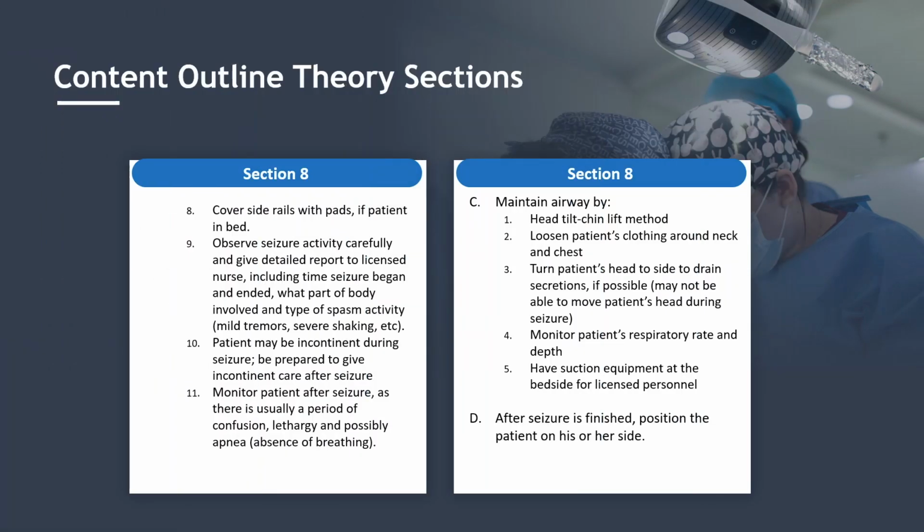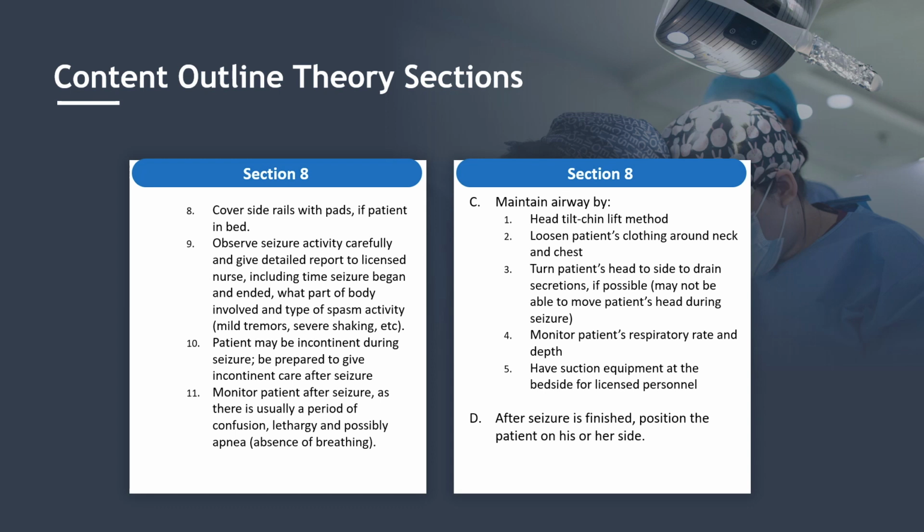Cover side rails with pads if the patient is in a bed. Observe seizure activity carefully and give detailed reports to a licensed nurse, including time seizure began and ended, what part of the body was involved, and the type of spasm activity, such as mild tremors, severe shaking, etc. The patient may be incontinent during a seizure. Be prepared to give incontinent care after the seizure.